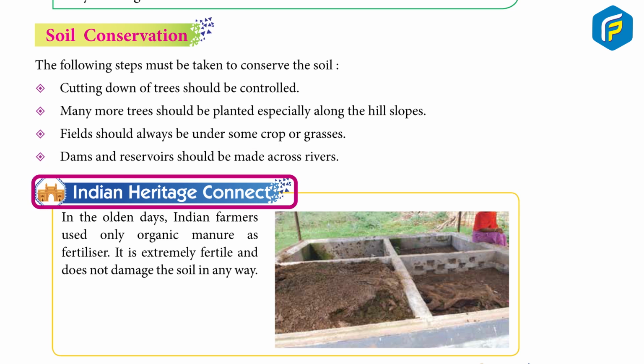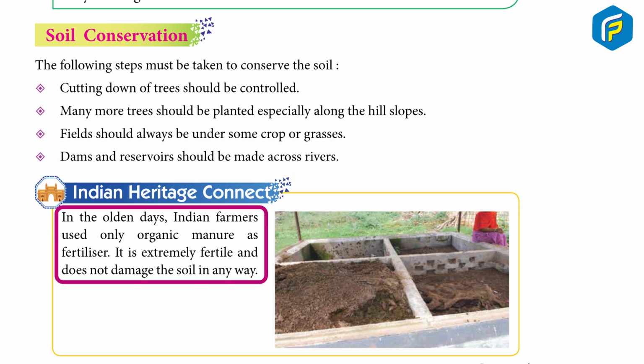Indian Heritage Connect. In the olden days, Indian farmers used only organic manure as fertilizers. It is extremely fertile and does not damage the soil in any way.